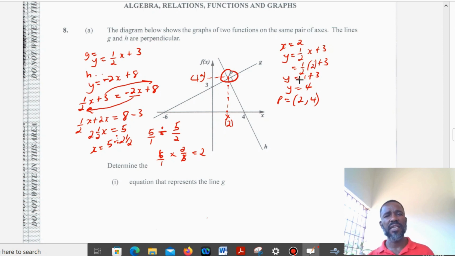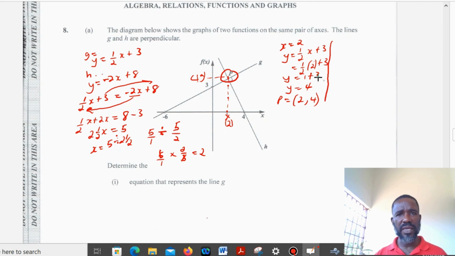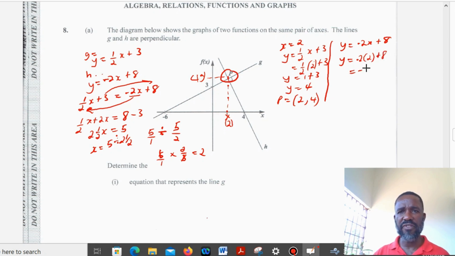So someone might be asking, supposing I had used the other equation h, would I have got the same value? Let's check. So h was y is equal to negative 2x plus 8. If I substitute 2 here, y is going to be equal to negative 2 times 2 plus 8. That is the same as saying negative 4 plus 8, which is still equal to 4. So yes, the y value would still be the same whichever equation we use. And that's how we would go about solving this question.